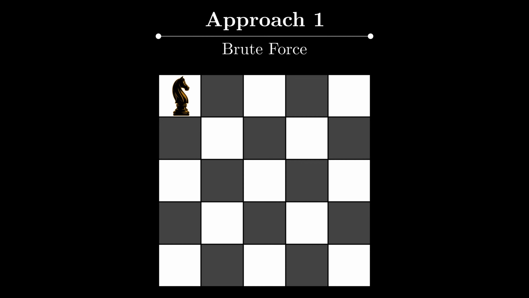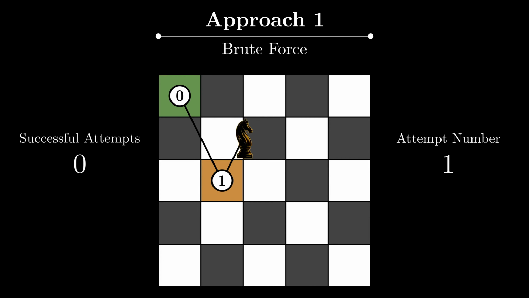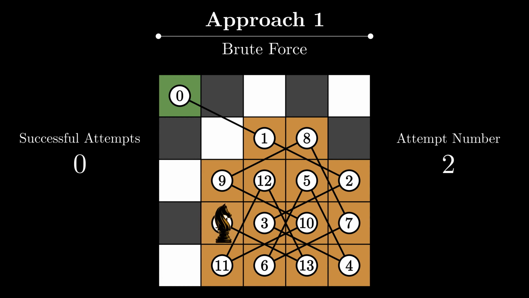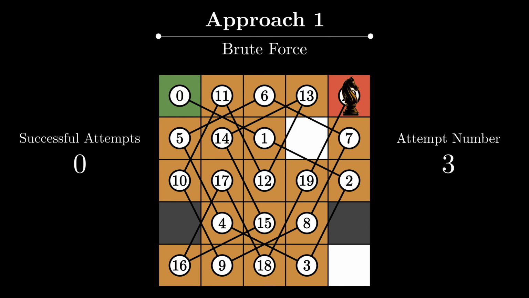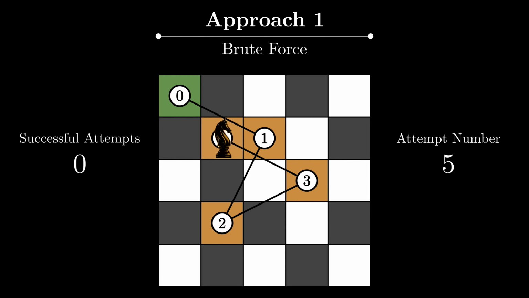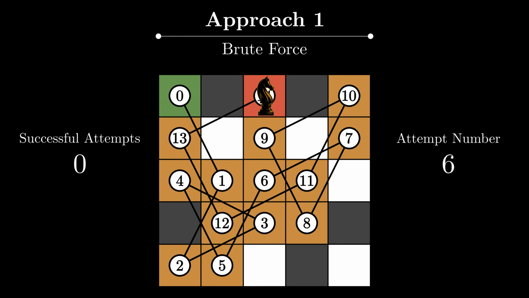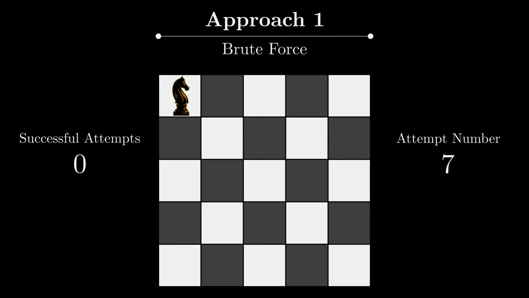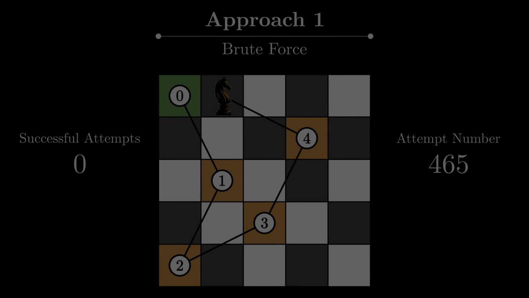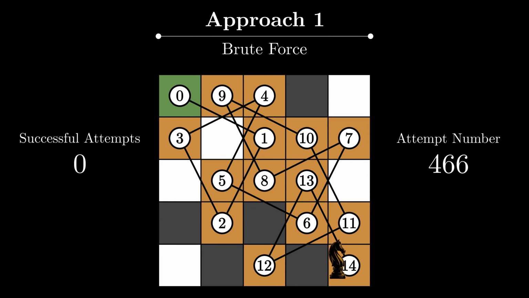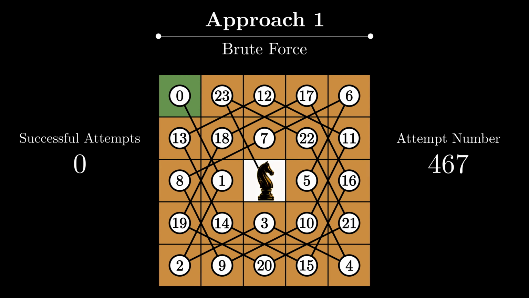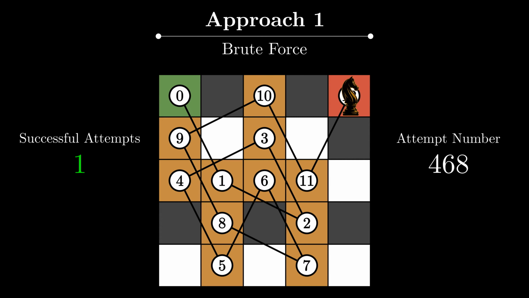Here I conducted a small empirical experiment to demonstrate the inefficiency of this approach. I randomly generated 1000 different tours on a 5x5 board and counted how many of them turned out to actually be a Knight's Tour. Now what do you think? After how many attempts did the first Knight's Tour occur? The first Knight's Tour occurred actually at attempt number 467. And unfortunately this was also the only Knight's Tour.